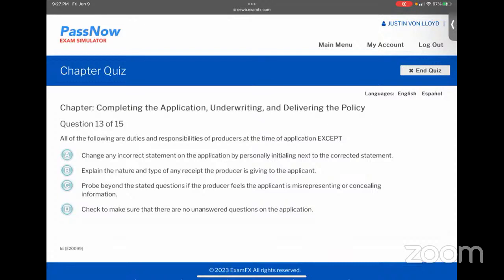But they still have to explain what the person is signing. Yeah, they still gotta explain. Okay, so we can cross that out. And remember, it says except. So if they got to explain, that means we cross out B. What about C? I'm gonna go with C. Probe beyond the stated questions if the producer feels the applicant is misrepresenting or concealing information.